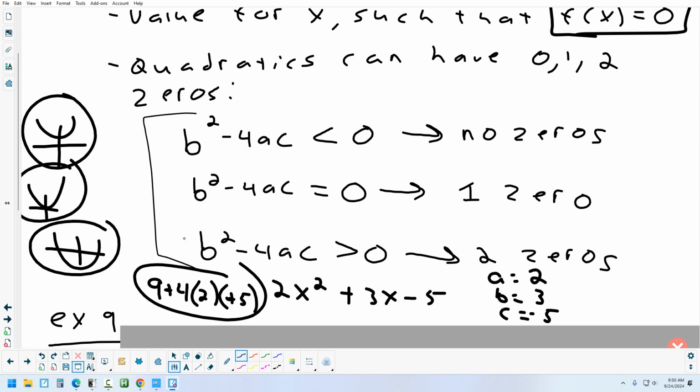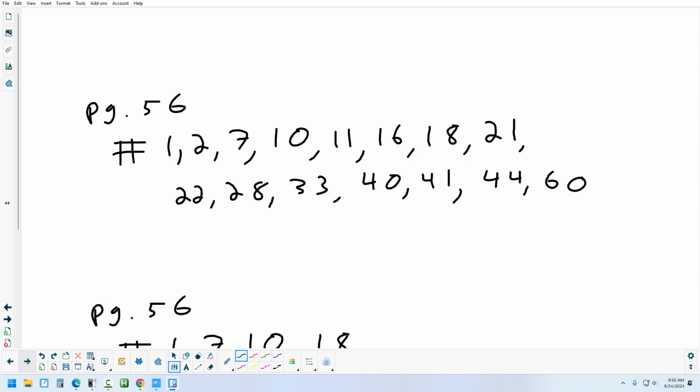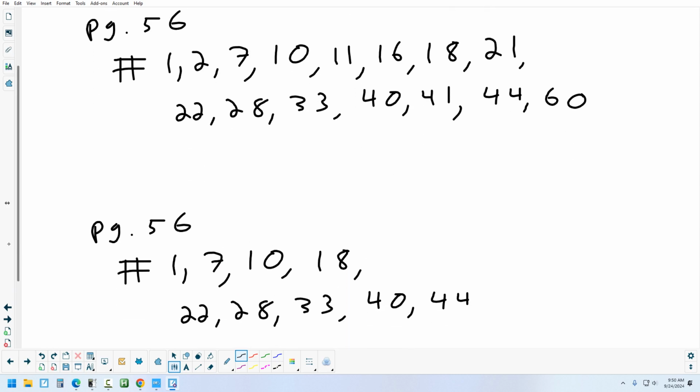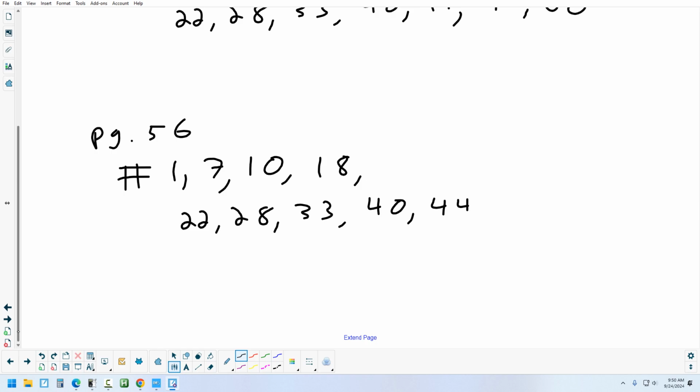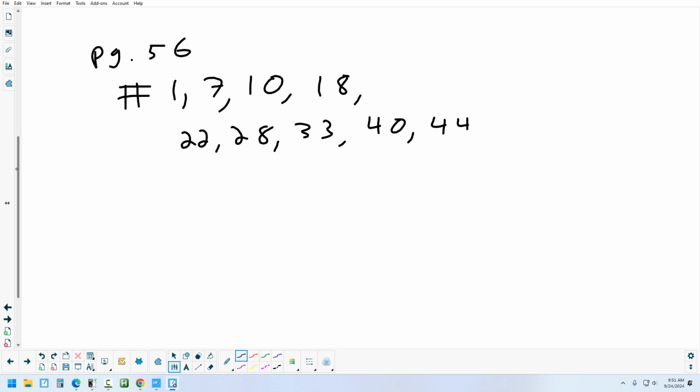All right, so that is section 1.5. So let me see which page. All right, so we're doing that one. So page 56. 1, 7, 10, 18. And then 22, 28, 33, 44, and 40. So 9 questions. If you had trouble with last night's homework and you were able to get that done, just show me tomorrow, and then I'll check that out.